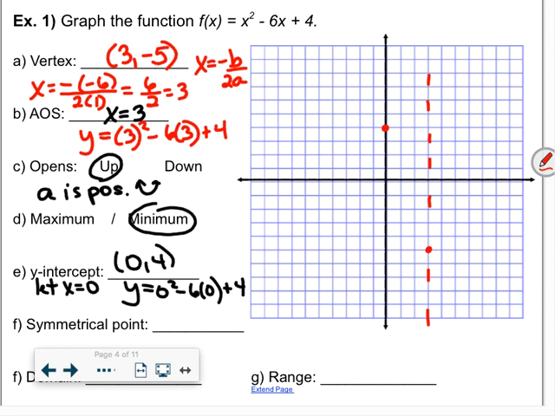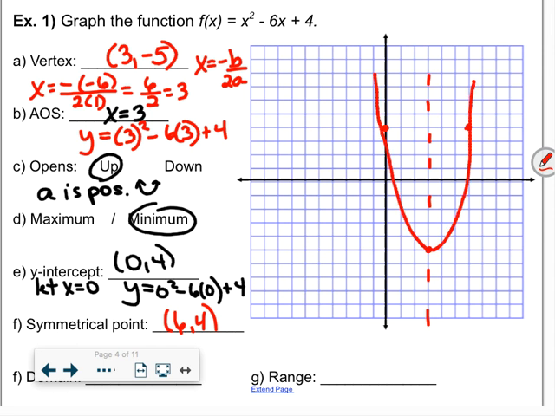I've got half of my U, but I don't have the other half. So how many units am I from the y-axis? I'm 3 units from the y-axis, and up at 4. So I'm going to go 3 units to the right. What's the name of that point? Can you give me the coordinates? (6, 4). Yeah, (6, 4). You're absolutely right. That is my symmetrical point.